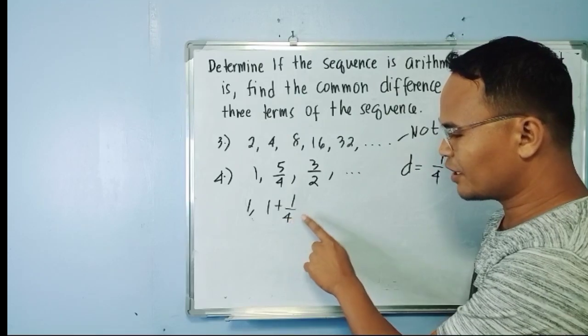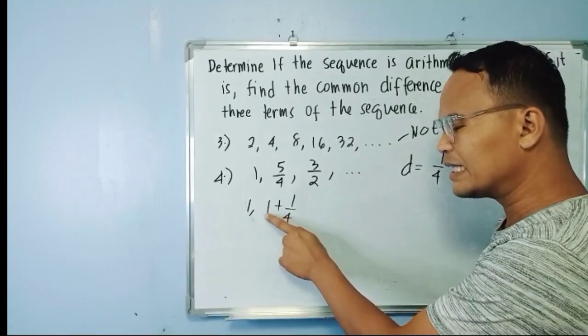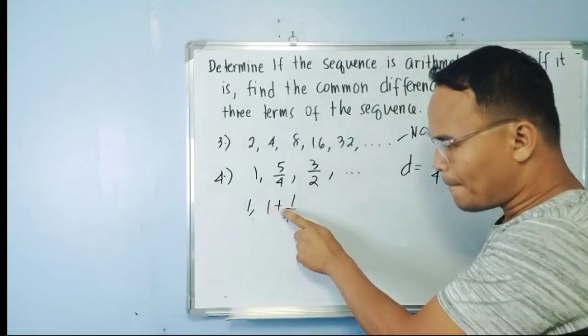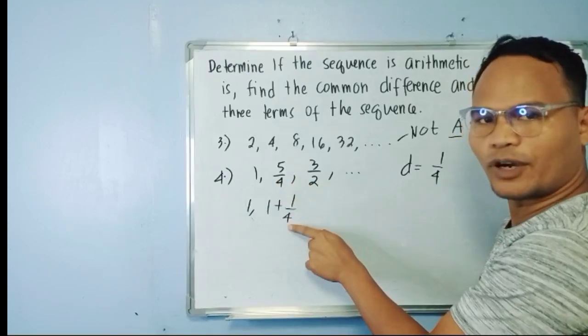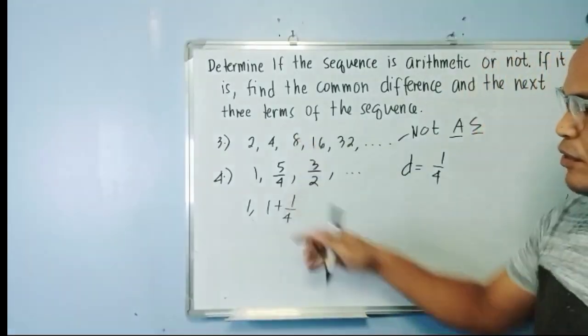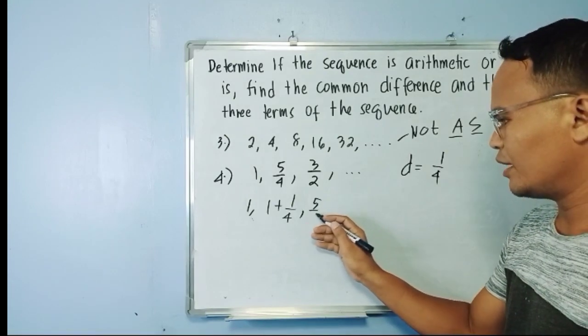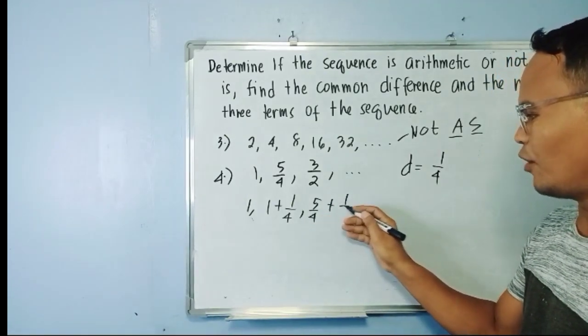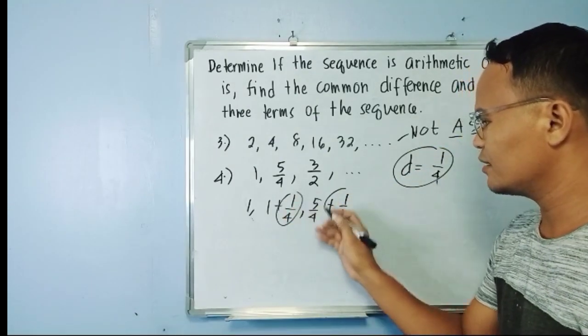You are going to multiply the denominator to the whole number. 4 times 1, that's 4, plus 1, the result is 5. Then copy the denominator 4. That's 5 over 4. Okay? And 5 over 4 is added by 1/4. Take note, our common difference here is 1/4.